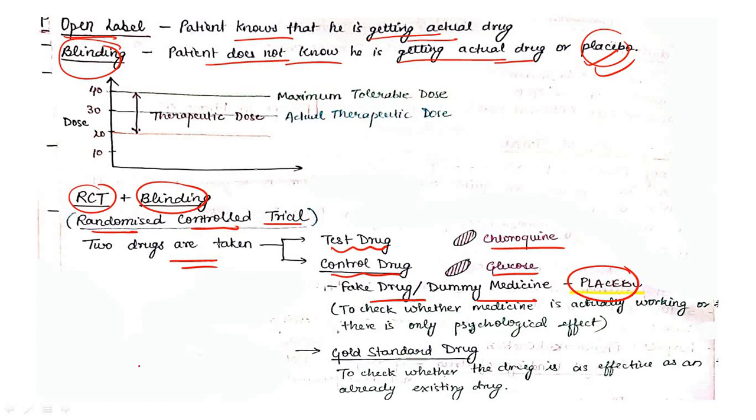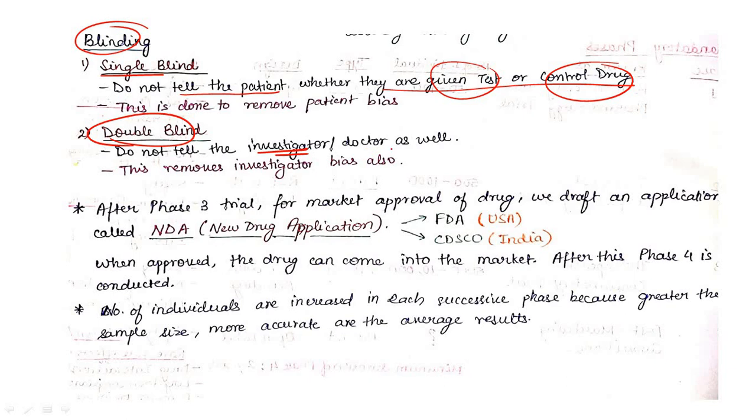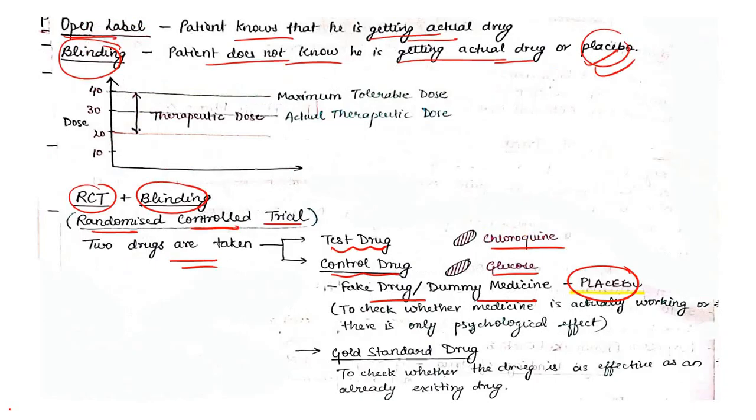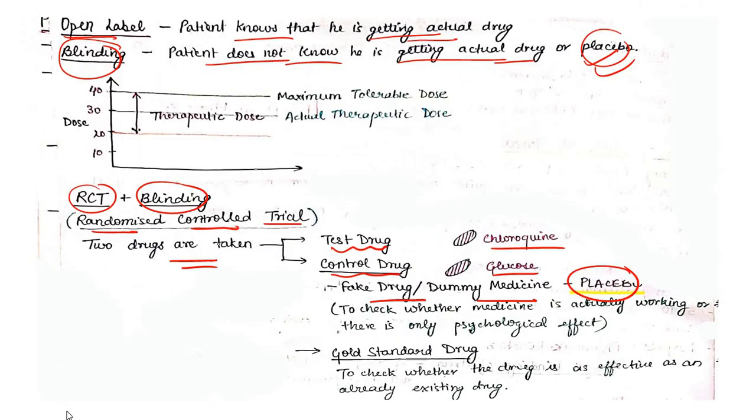Getting your point? Now, coming to blinding. Single blinding means do not tell the patient whether they are given the test or control drug. This is known as single blinding. Double blinding means do not tell the investigator and doctor as well. Along with the patient, the doctor also does not know about the particular drug, whether it is given to the patient or not. Clear? So this is double blind. So these are the 2 things which we have left here. See here, this is the RCT with blinding. So move to the next.